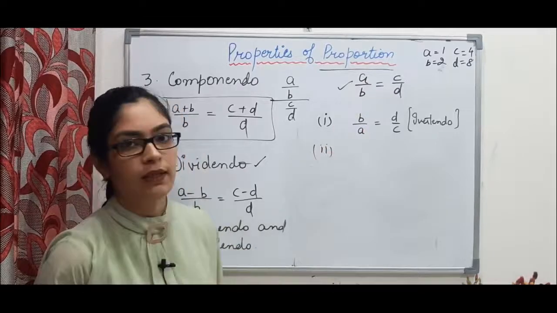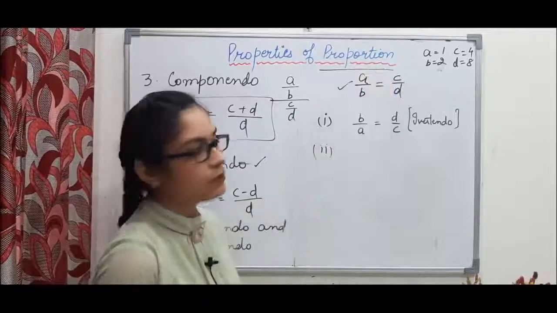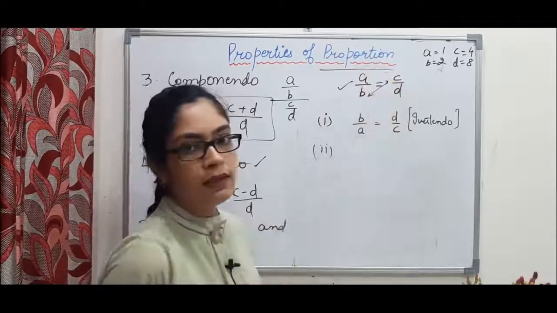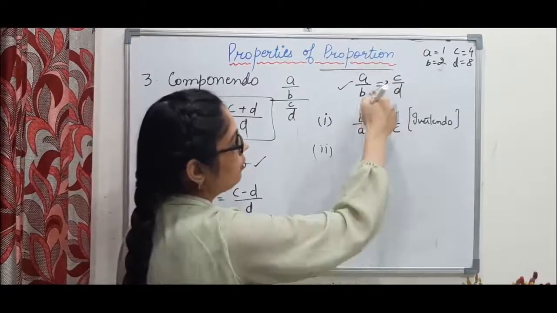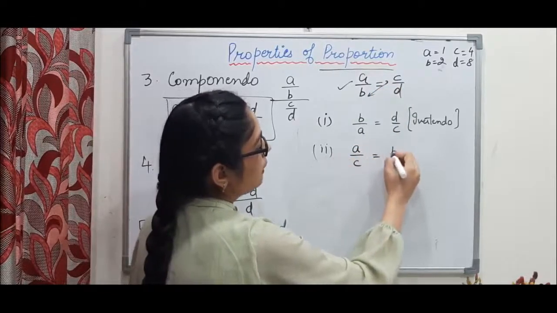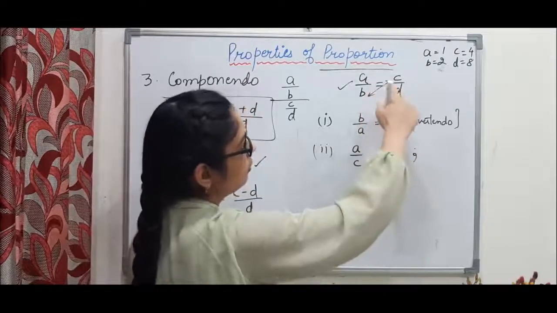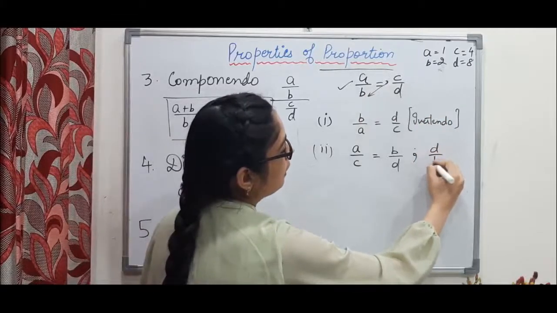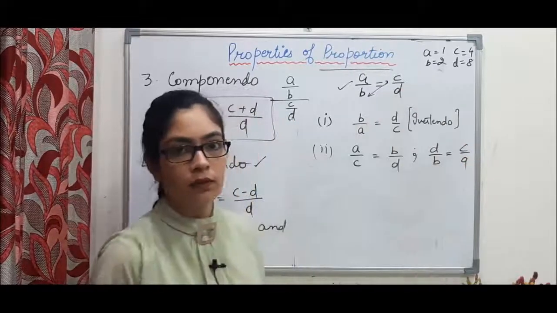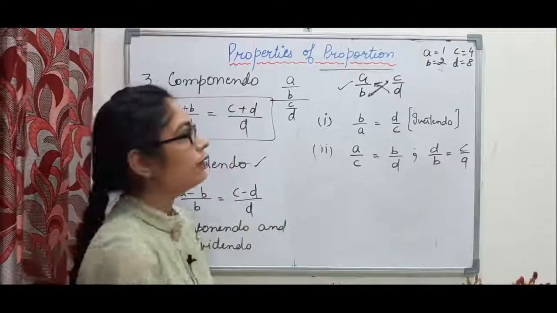The second property which we did was alternando. According to alternando, if A by B is equal to C by D, then A by C will be equal to B by D, or the opposite also you can say, D by B will be equal to C by A. Both ways you can alternate, but only one we have to do at a time. One means one pair.